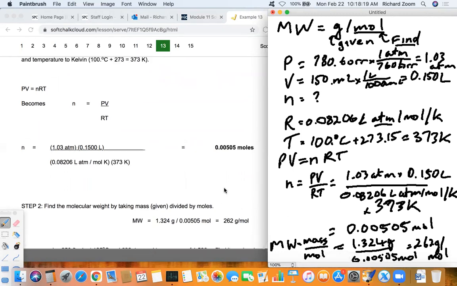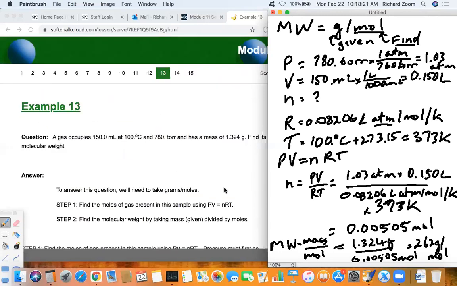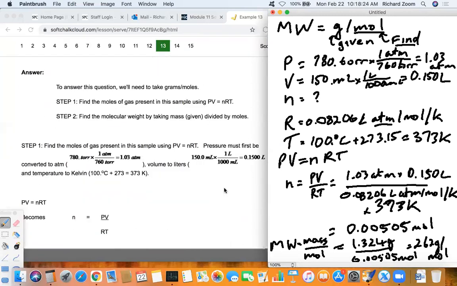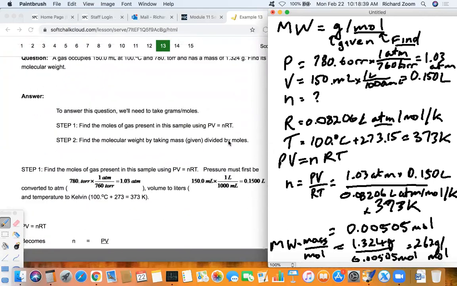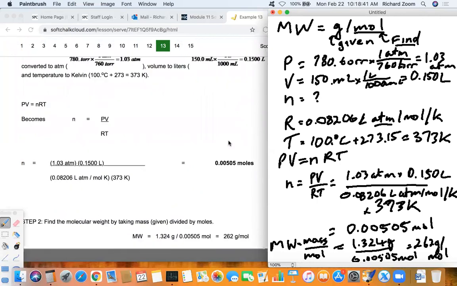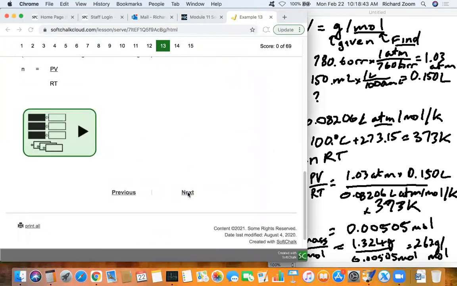Does anybody have any questions? So how did you get 1.324 grams? I mean, it was given. You see up here in the problem. Oh, okay. If you need a molecular weight, you'll always be given the mass, Michael. Mm-hmm. Okay. Any other questions? Okay.